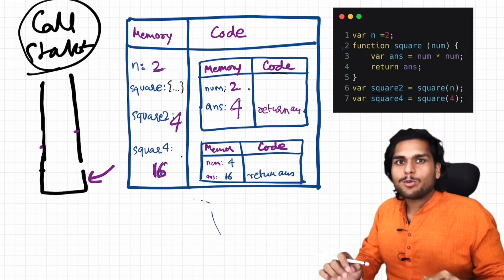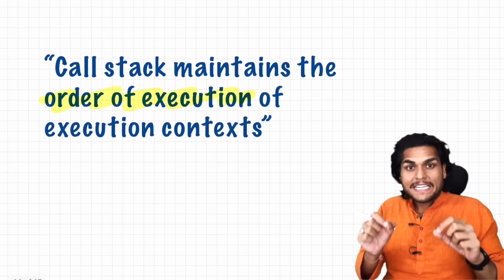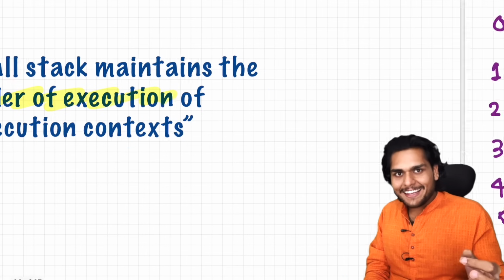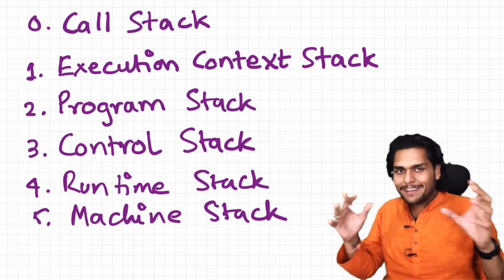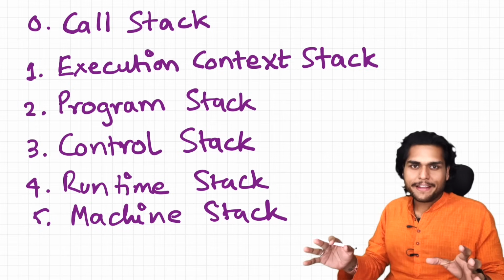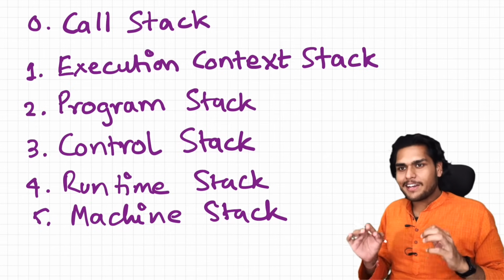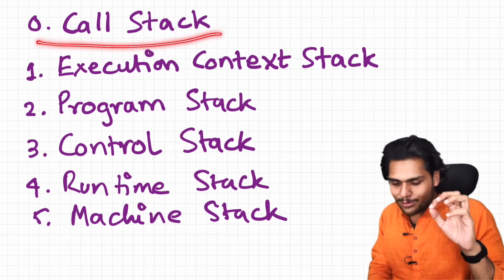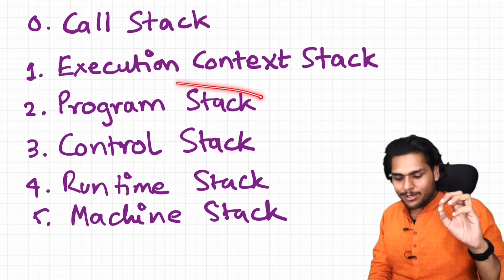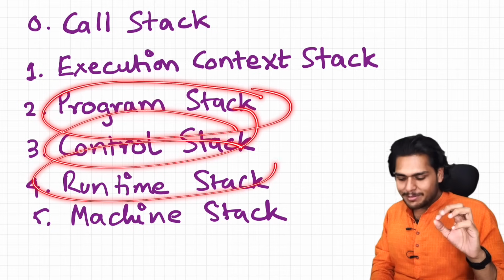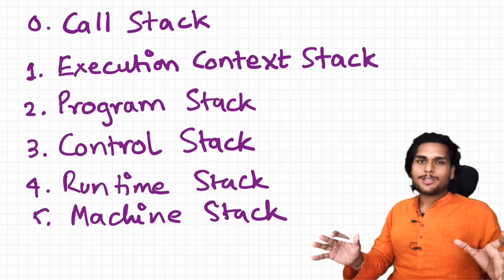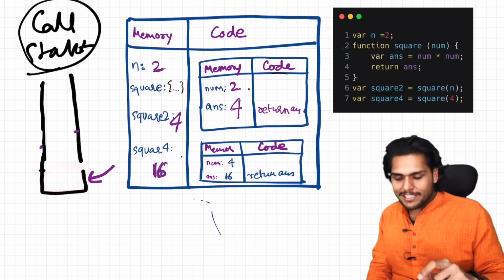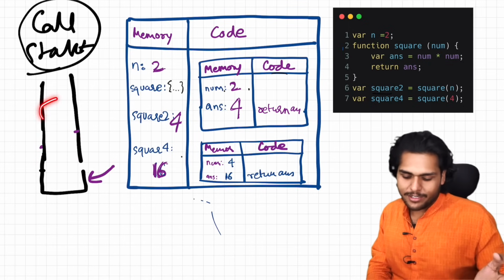So with this, let me take you to another core concept, which is that the call stack maintains the order of execution contexts. Now I'll tell you one more interesting thing: the call stack is also known by very fancy names. There are a lot of fancy names which you will see on the web. That is why JavaScript is the most confusing language. It is the most misunderstood language. The call stack is also known as the execution context stack. Sometimes it is also known as program stack, control stack, runtime stack, machine stack. Various names are used for this call stack, but it is all the same thing, this beautiful call stack, which just maintains the order of execution of the execution contexts.